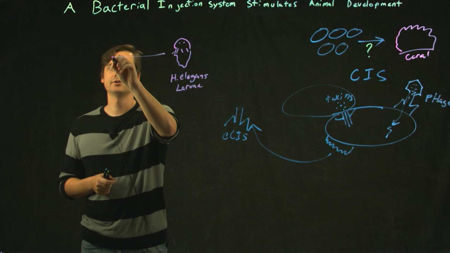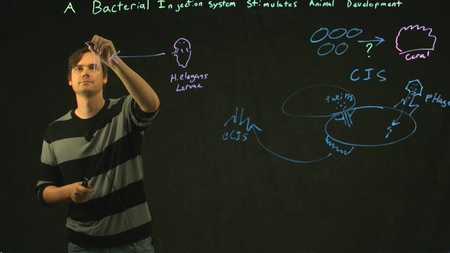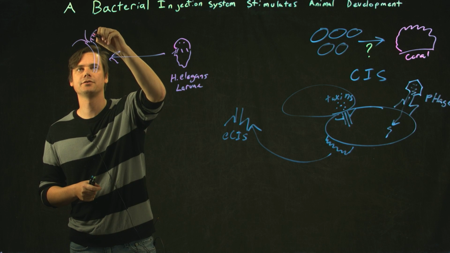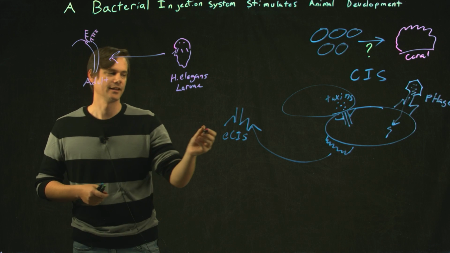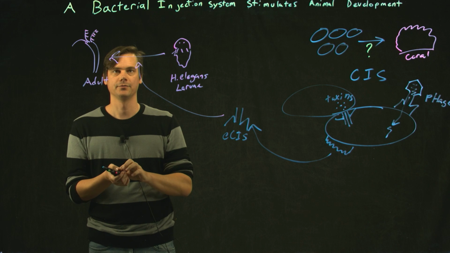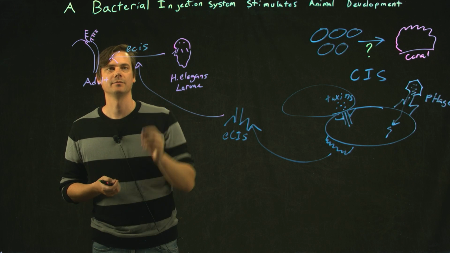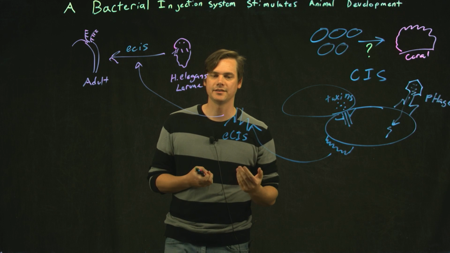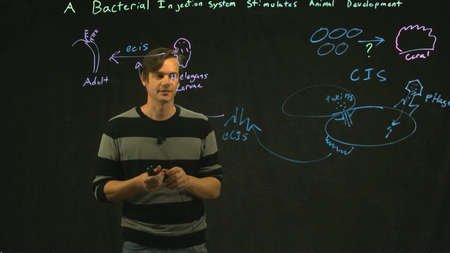In order to go from their larval stage into their adult stage, this is the adult tube worm, they actually require these ECIS. So in order for this to occur, you need the ECIS to take place. And what my project is interested in is how these ECIS are stimulating this metamorphosis.